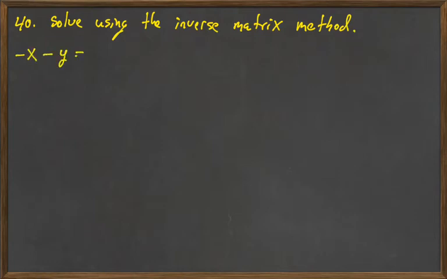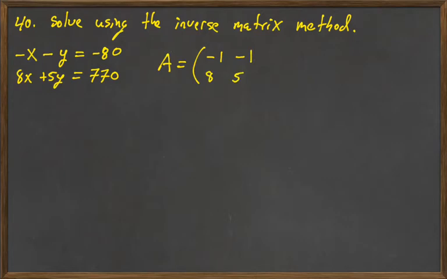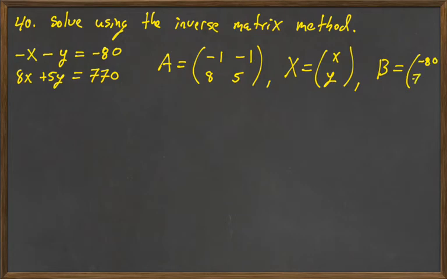Negative x minus y equals 80, not 8, negative 80. 8x plus 5y is equal to 77. So we're going to identify our coefficient matrix, which is negative 1, 8, and 5. So the coefficients of the x and y's. We're going to go ahead and identify X, it's x, y, and the B, which is negative 80 and 770.